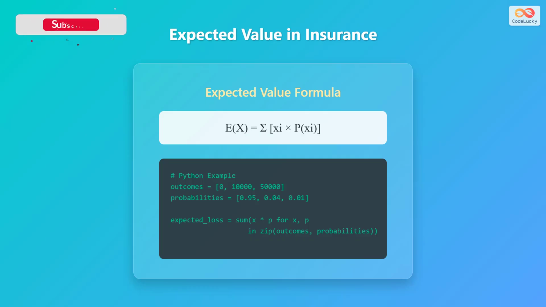Let's dive into expected value in insurance. The expected value formula is E(X) equals the summation of x_i times P(x_i). Here is a Python example. Outcomes are 0, 10,000, 50,000. Probabilities are 0.95, 0.04, and 0.01. The expected loss is calculated using this data.